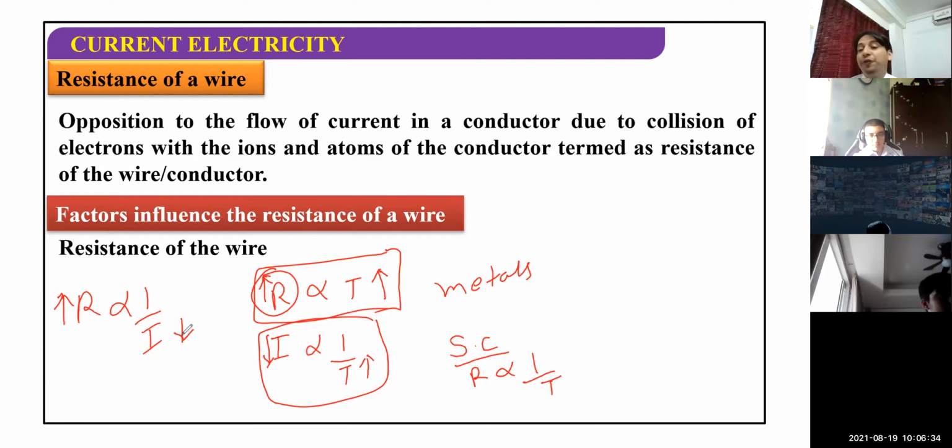And why does this happen? If you increase the temperature in metals, what happens? The kinetic energy of the ions and electrons, the particles, increases. The fast moving electrons start frequently colliding with the atoms and ions in the conductor, and that will raise the temperature of the conductor itself. The wire gets heated, and it makes the resistance of the wire or conductor increase. That is the basic meaning of this: when we increase the temperature, how the resistance increases and how it makes the current slow down.